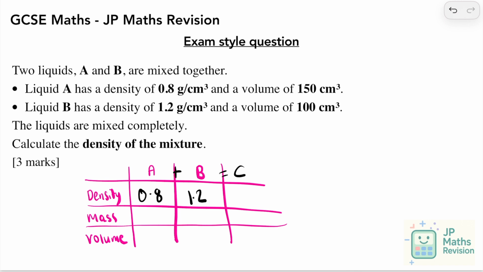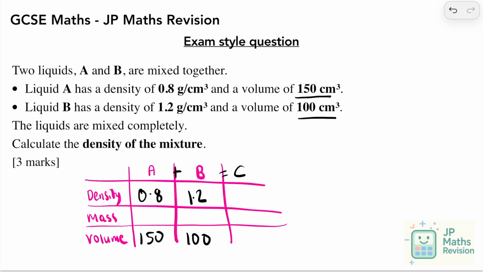So the key thing is, if we're mixing two liquids, we can't add their densities to work out the final density. What we need to do is work out the total mass and the total volume, and then divide those to work out the total density. Again, we're told in the question the volumes of A and B, so I'm going to put the volume of A is 150, and the volume of B is 100.